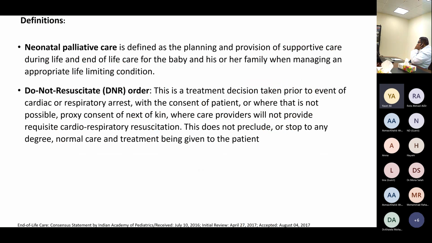Here we will come to some definitions in this context, including neonatal palliative care. It is defined as the planning and provision of supportive care during life and end-of-life care for the baby and his or her family when managing a life-limiting condition. We will come to the term DNR, or do not resuscitate. This is a treatment decision taken prior to an event of cardiac or respiratory arrest with the consent of the patient, or where that is not possible, proxy consent of next of kin, where care providers will not provide cardiorespiratory resuscitation. This does not preclude or stop to any degree normal care and treatment being given to the patient.